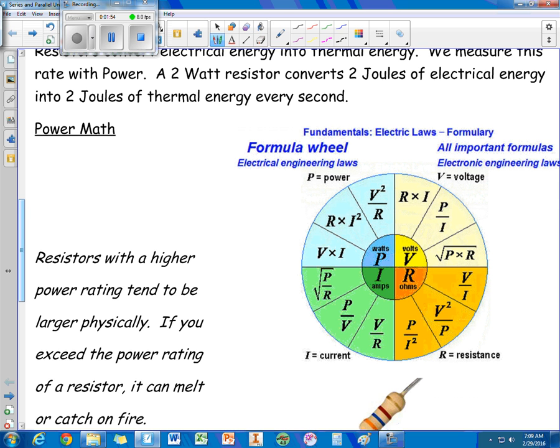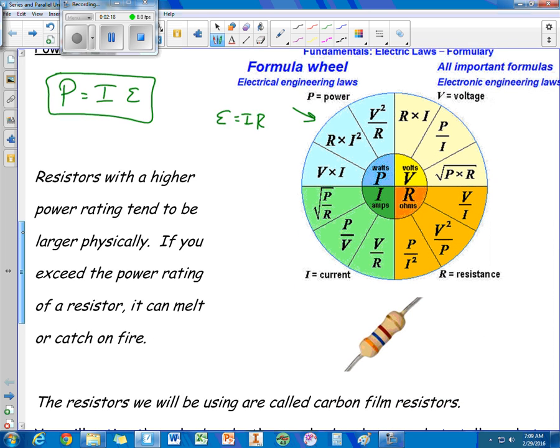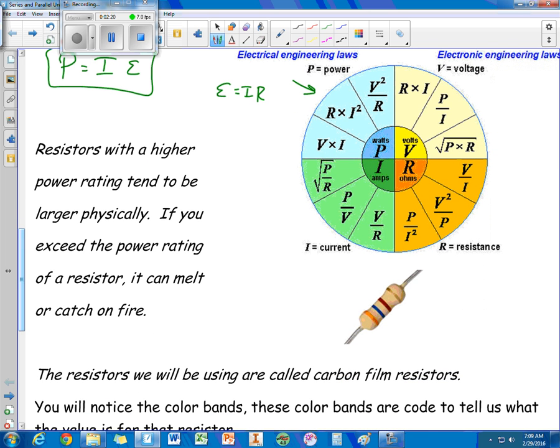The way we calculate power is the current times the electromotive force, or the current times the voltage. Combining this equation with Ohm's law, we can get the electrician's wheel here, where we have combinations for everything. A resistor with a higher power rating, first off, tends to be larger physically. They tend to be a bigger resistor.